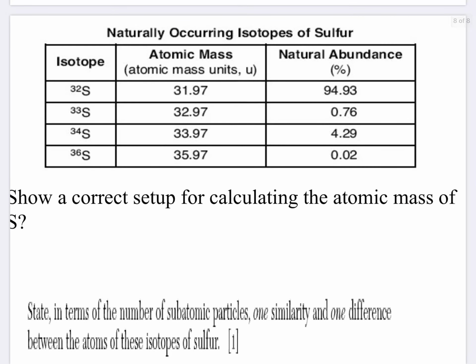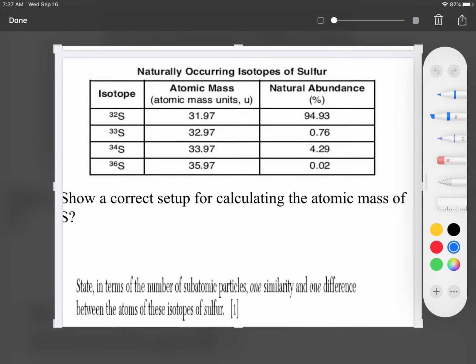Let's do this next question over here. It's another Regents question. It says, show the correct numerical setup for calculating the atomic mass of sulfur this time. So all you need to do is very simple. You multiply the mass times the percent abundance for each one, divide by 100, and then add them up at the end. So for the first calculation, if you like, hit pause and do it yourself.